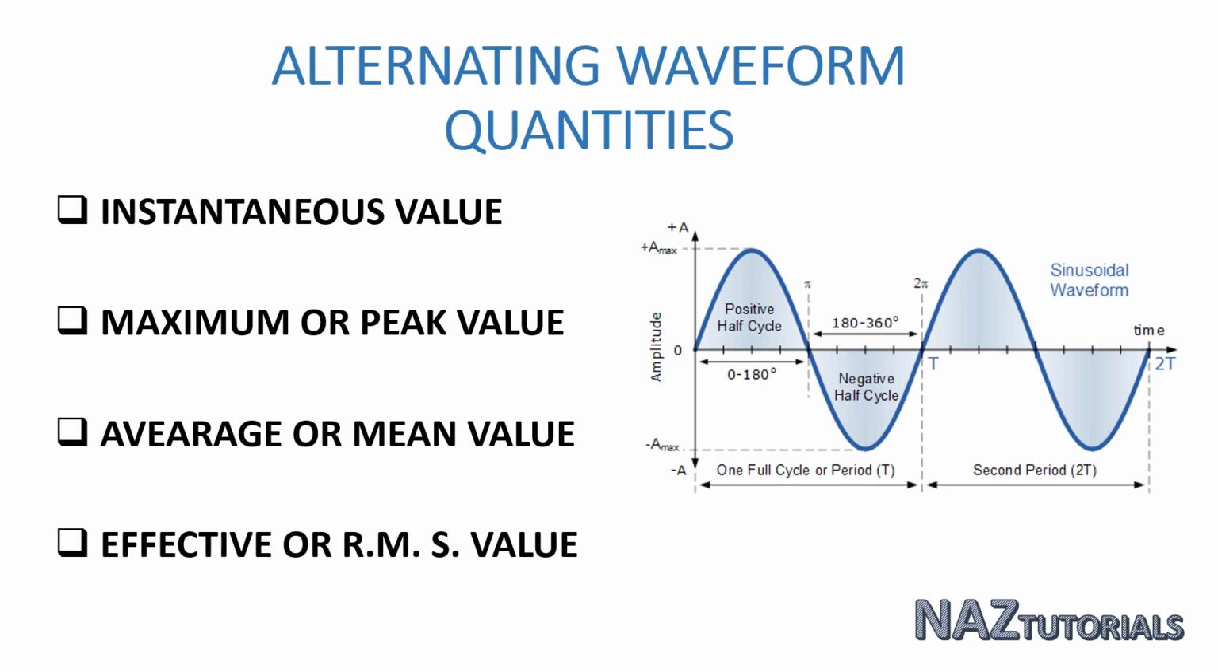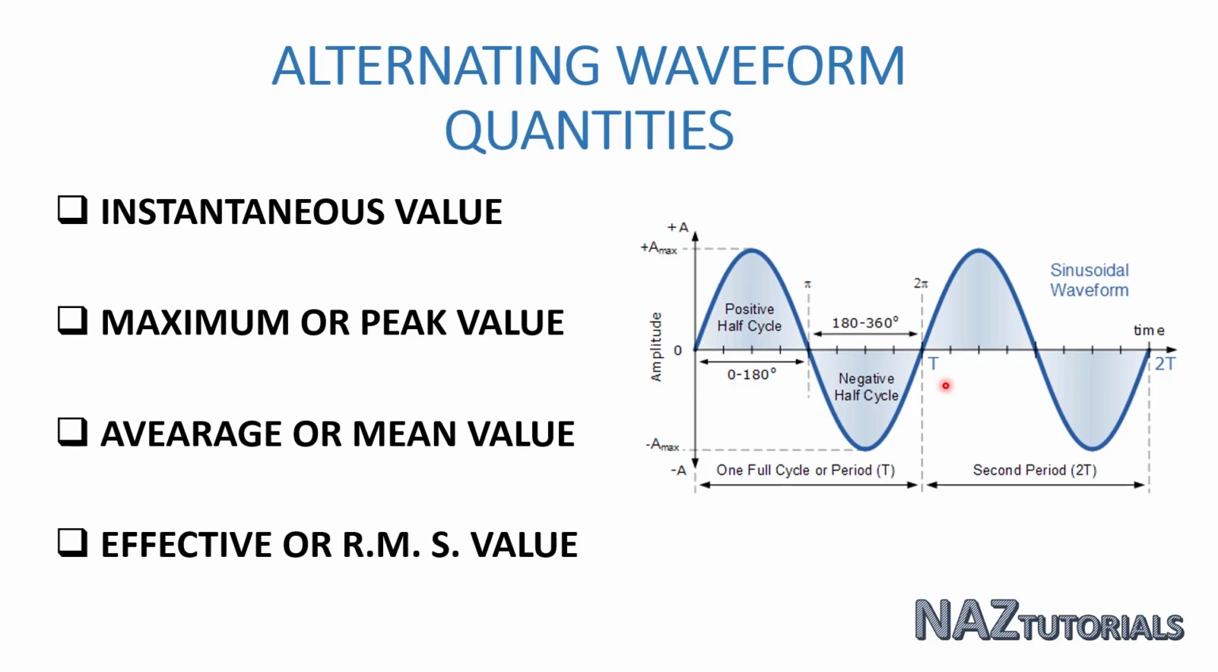Hello everyone. Here we discussed alternating waveform quantities. In the previous discussion, we discussed the generation of alternating EMF that is sinusoidal in nature. So here we can see a sinusoidal waveform. It completed its one cycle in time t. That time t is defined as the time period of a cycle.